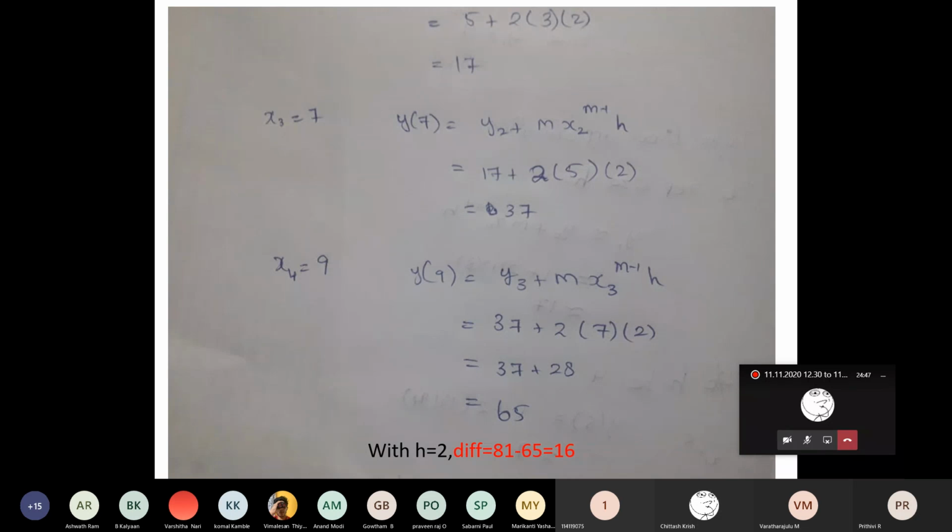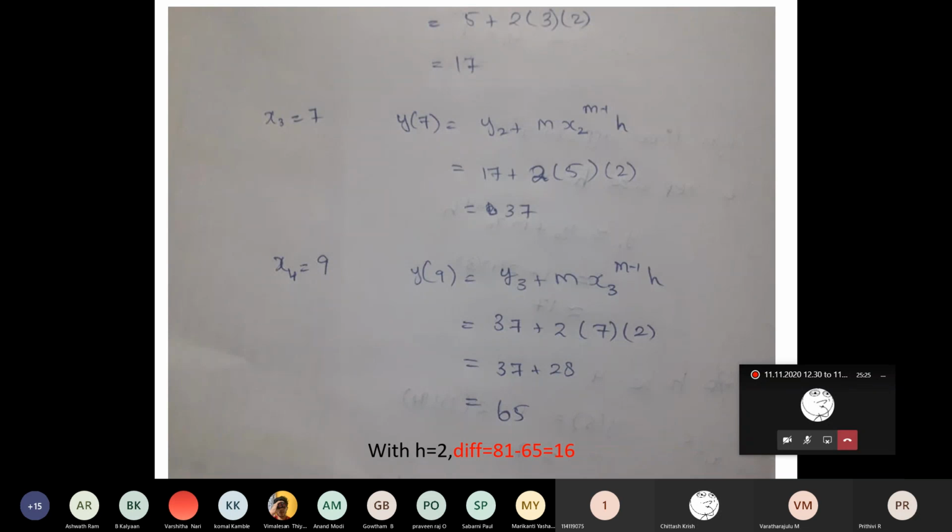From y of 5 we are going to find y of 7, and substituting the values in the formula, we can see the y of 7 is 37. Then again we substitute the y of 7 value in the formula and find y of 9. So the value became 65 by this approximation for step size h equal to 2. Now the difference became 16.